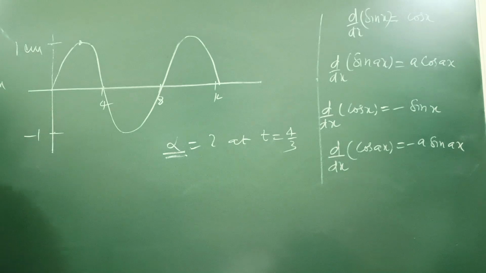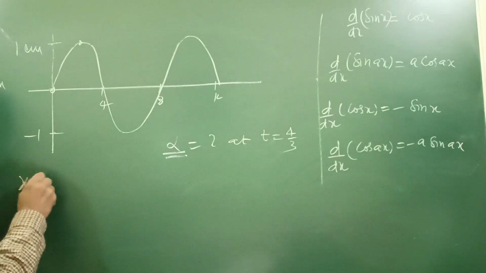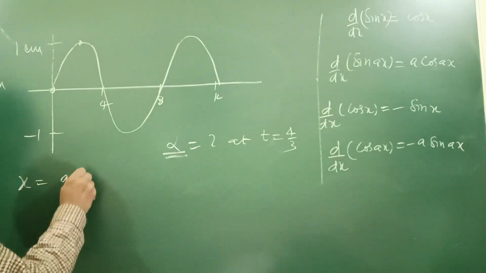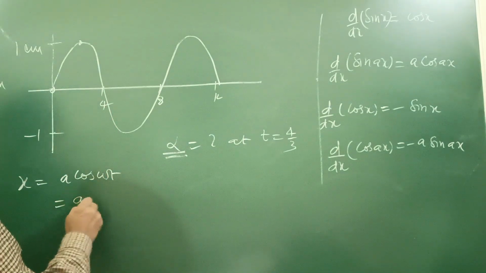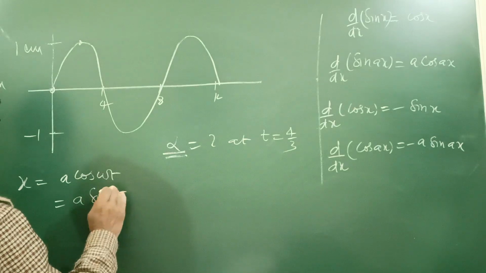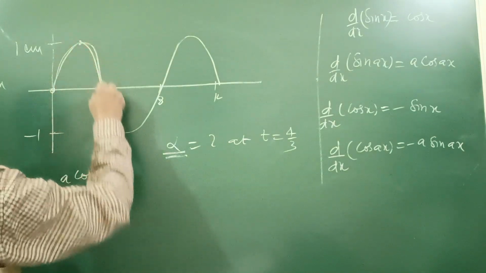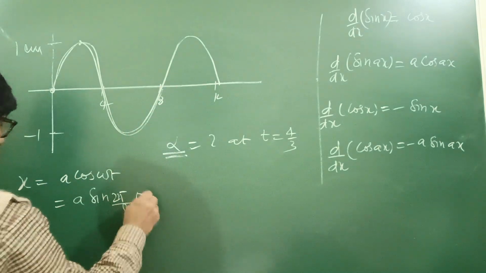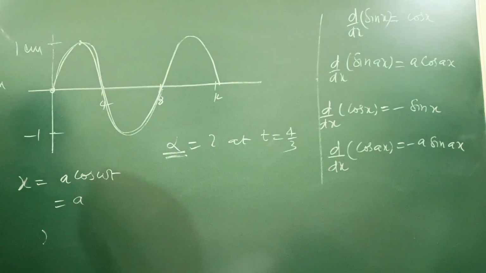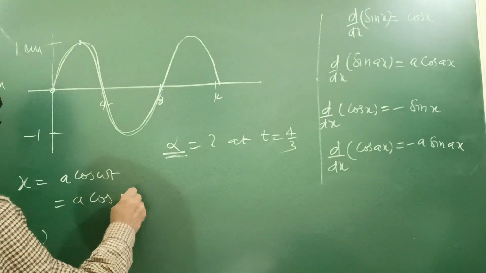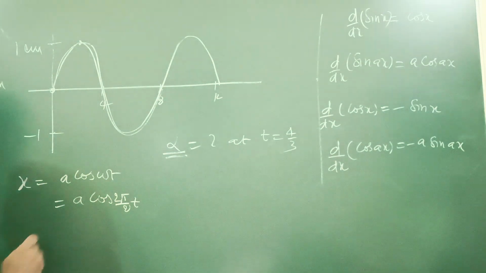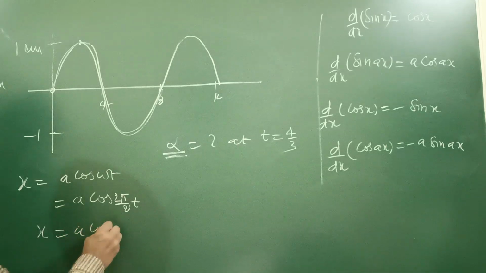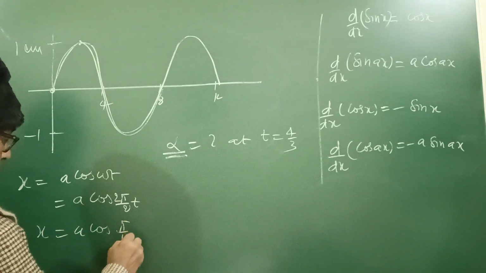So here at t equal to 0 the particle is at x equal to 0. So the equation contains x equal to a cos omega t. Here omega is 2 pi upon capital T. Capital T, the time period, is 8 second. So the equation will be cos of omega, 2 pi upon 8 t. So x here comes out to be a cos pi upon 4 t.